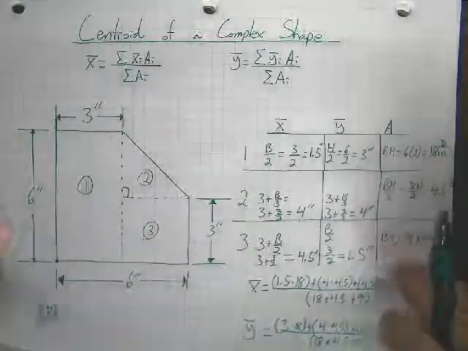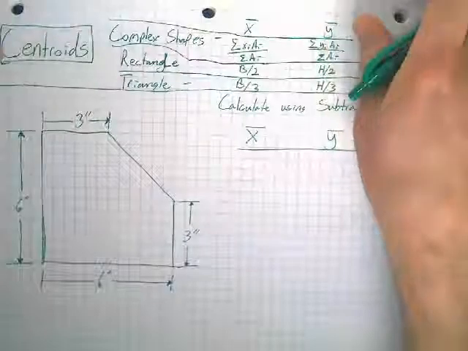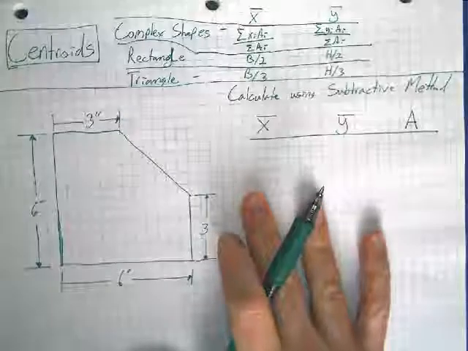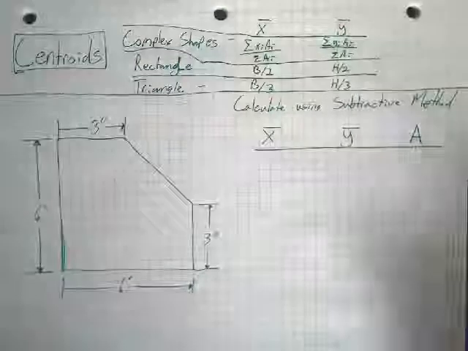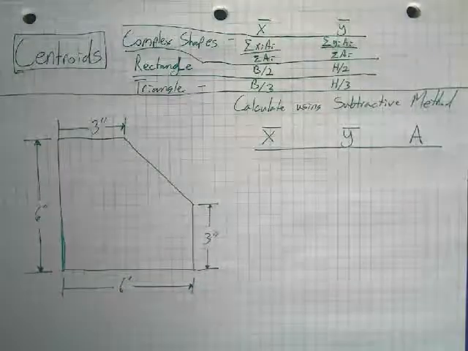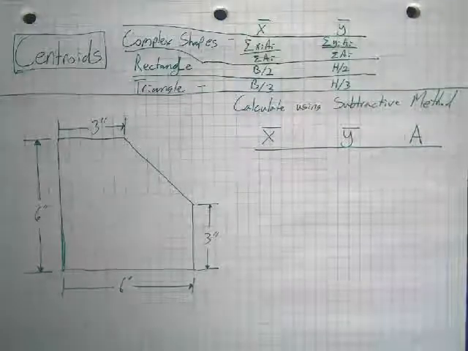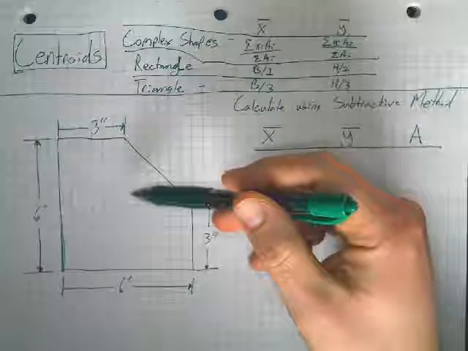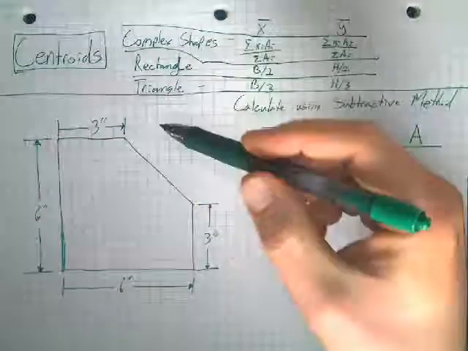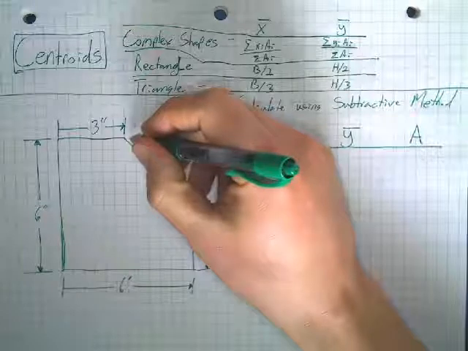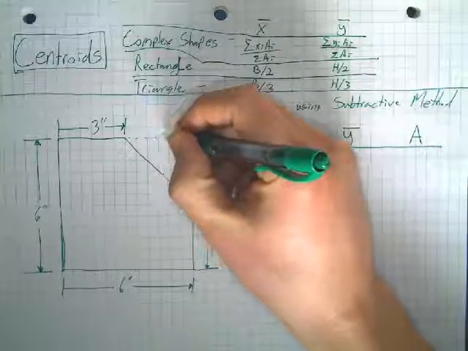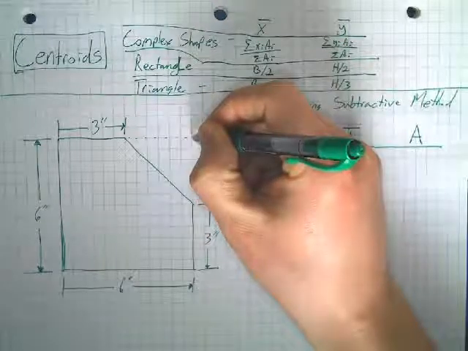If I flip to my next page and we look at the exact same problem, we can use what I would call a subtractive method. Sometimes this will save you some time, and sometimes you have to use this depending on what your shape looks like. Instead of splitting this into 3 solid shapes, I'm going to split it into an overall big shape and then think of the top right triangle as a negative space.